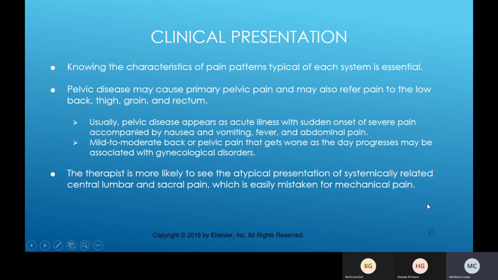So we have to layer on all those extra pieces of information and form a picture, or a pattern, in our head. If I have pelvic disease that appears acute with a sudden onset of severe pain accompanied by nausea and vomiting and a fever and abdominal pain, that's probably not SI joint dysfunction. That's probably something like, holy cow, I have a huge infection in my pelvis. Something like pelvic inflammatory disease, or bladder infection, or a UTI, right? Because I could have a UTI as well.